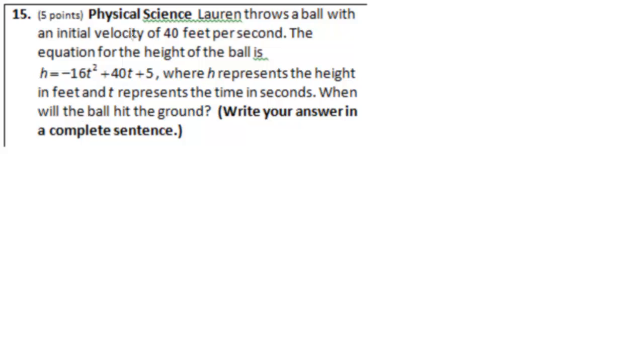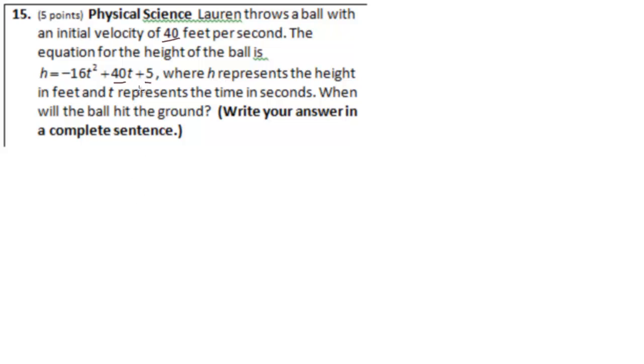We want to solve this word problem from physical science. Lauren throws a ball with an initial velocity of 40 feet per second. That's represented here. The equation for the height of the ball is given by this equation. The negative 16 t squared is acceleration due to gravity, and this is the initial height.